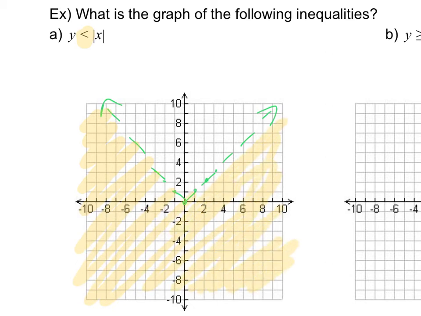Okay, so if you wanted to test a point, let's test the point. Let's do this one. So that point is (0, -2). So is -2 less than the absolute value of 0? Is -2 less than 0? Yes, it is. So that point did work. So maybe you wanted to use the shortcut, but you like to check your work using this. That is perfectly fine with me.